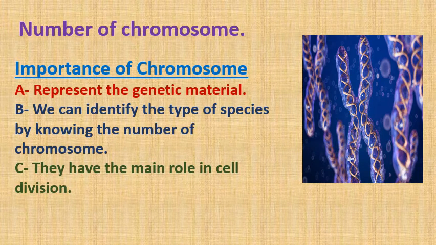Number one, it represents the genetic material, like we said in the chemical structure, that it contains genetic material which is called DNA. Number two, we can identify the type of species by knowing the number of chromosomes. Number three, they have the main role in cell division. And these are the importance of chromosomes. Okay.